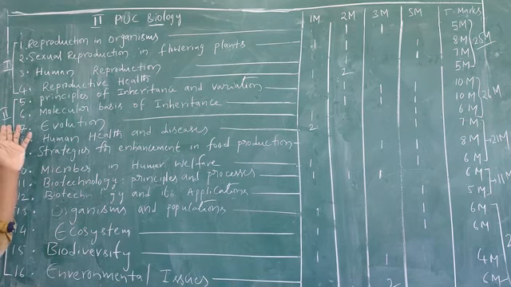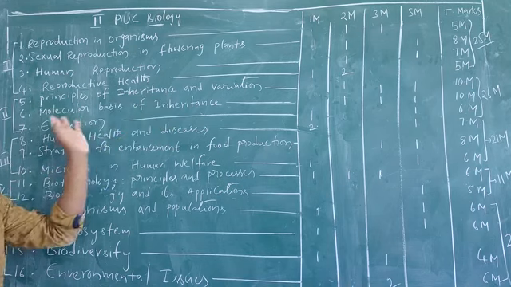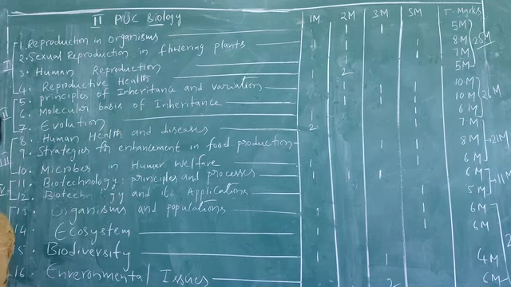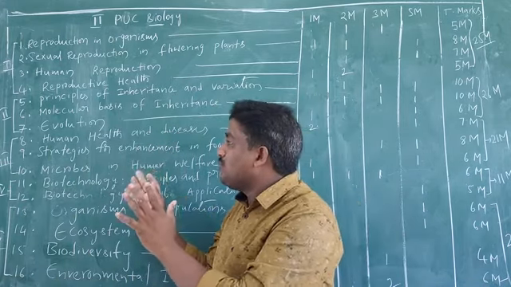Next, the second unit is principles of inheritance and variation, molecular basis of inheritance and evolution. From this, you can say what is meant by a gene.